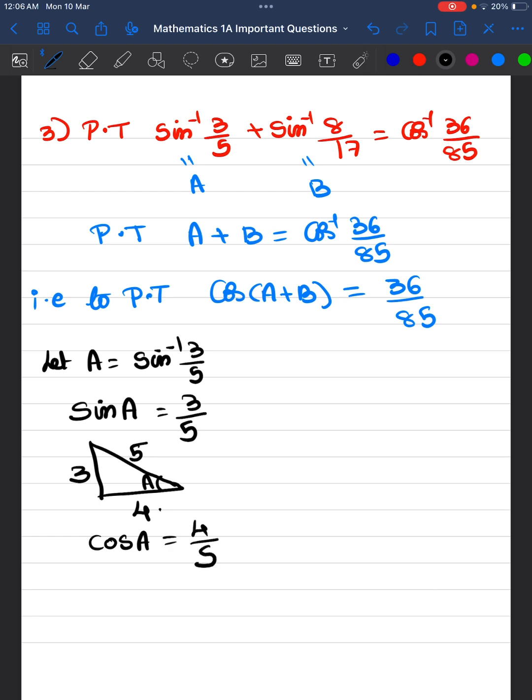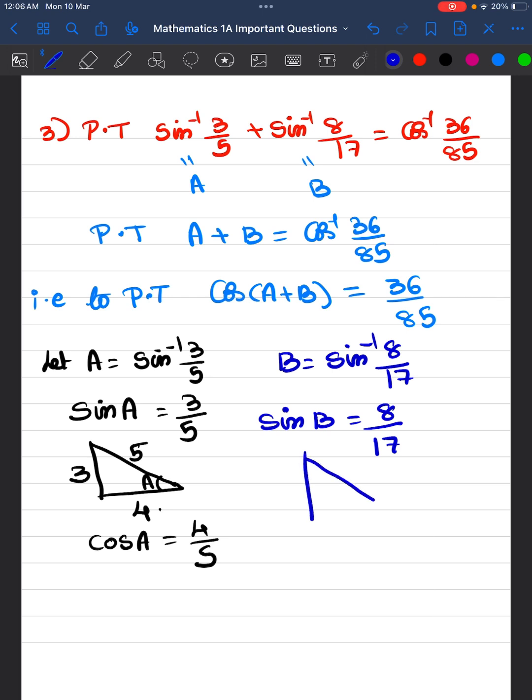After that, we took the value of B as sin inverse 8 by 17. So from this, what is the value of sin B? That is 8 by 17. Again, if you construct a right angle triangle, taking the angle as B, the opposite side is 8 and the hypotenuse is 17. 17 square minus 8 square, 289 minus 64, will be 225, which is nothing but 15 square. So this will become 15. From this, cos B can be written as adjacent side 15, hypotenuse 17.